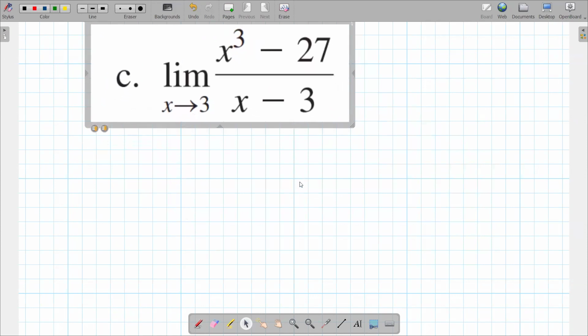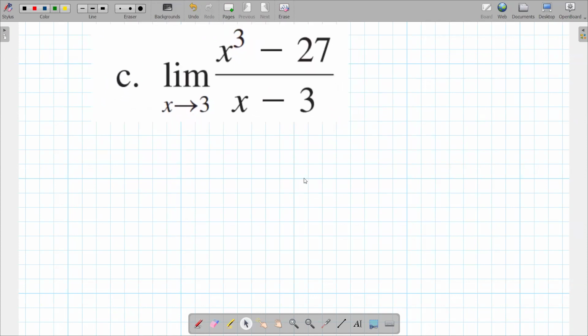For this one, can we plug 3 in there as is? Like right now as we see it, can we plug 3 in there? No, because you'll get a 0 in the denominator. So what's our approach here? We have to factor this.